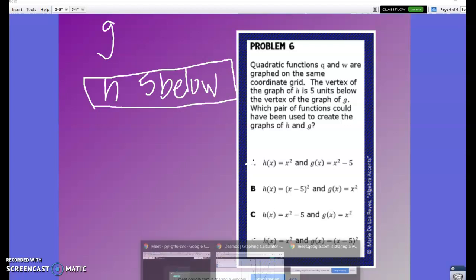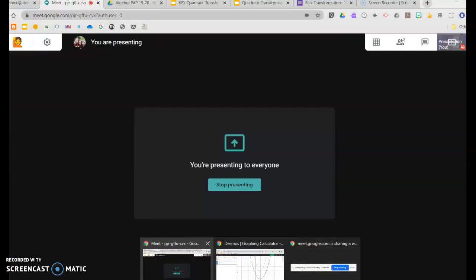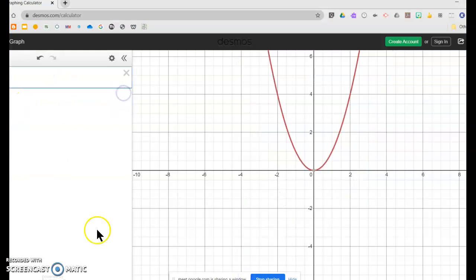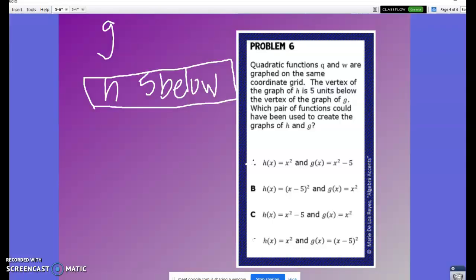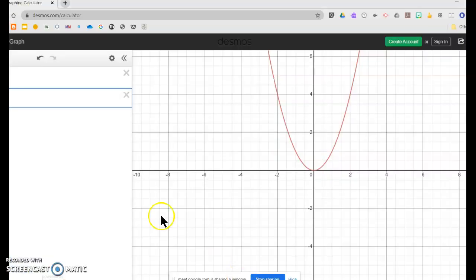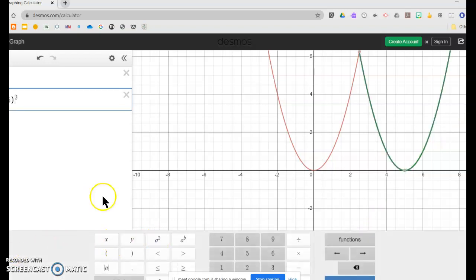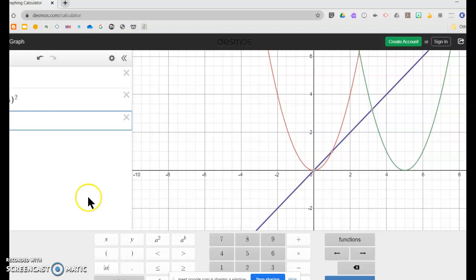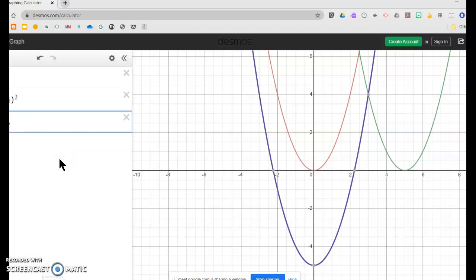Okay, so if I go back to my Desmos, I already have the parent function there. I'm going to go ahead and add the other two answer choices, which were x minus 5 quantity squared and x squared minus 5, so we can see the differences. So x minus 5 quantity squared, and then also x squared minus 5. All right, so remember our red is our parent function right here.